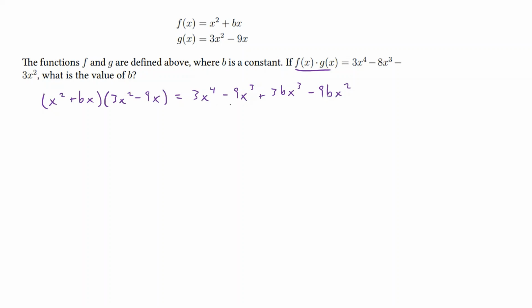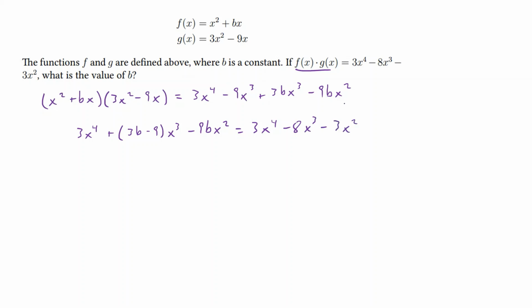When simplified, we can combine the x cubed terms to get 3x to the 4th plus 3b minus 9 times x cubed minus 9bx squared. This is equal to 3x to the 4th minus 8x cubed minus 3x squared.